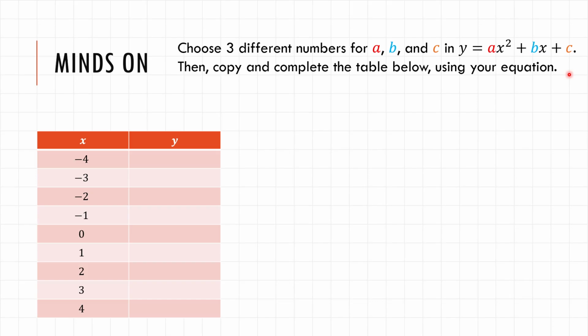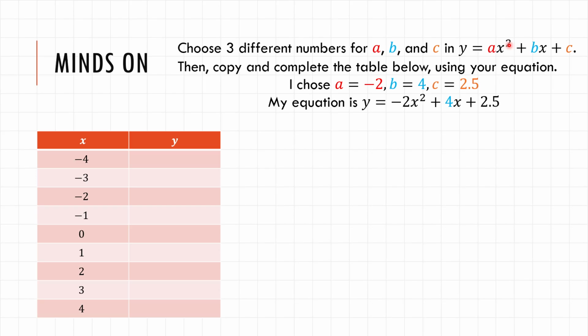Well, for my equation, I said, okay, for a, let me make it a negative number like -2. For b, let me make it a nice whole positive number like 4. And I might go for a decimal for c, so I chose 2.5. And that would make my equation y equals -2 times x squared plus 4 times x plus 2.5, exactly the way you see here. And to fill out my table of values, well, I have a value for x here. So to find the y value, I'm going to replace x wherever I see it in this equation, and then I'm going to evaluate all of this, and it's going to tell me what y is. Just like this.